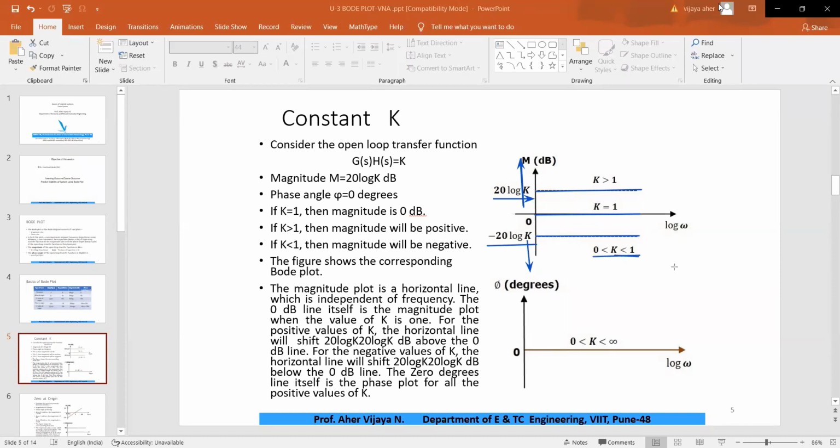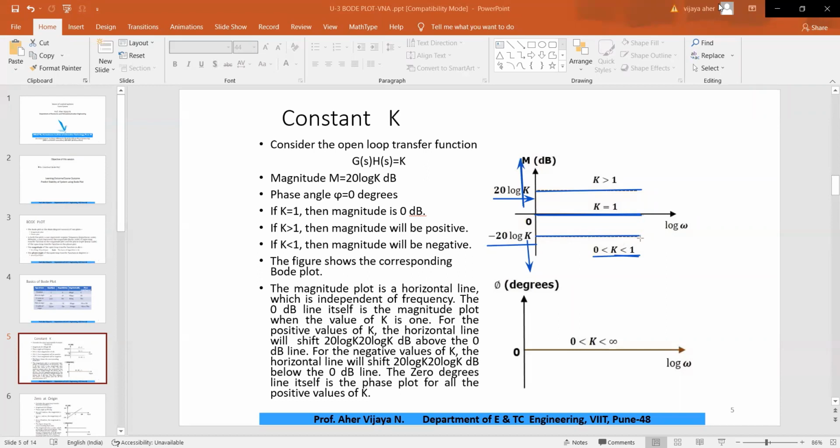Now this is how you can plot the magnitude plot. BODE diagram मध्ये magnitude plot कसा draw करायचा समजलं? Magnitude plot is nothing but just a horizontal line with some dB, right? Magnitude plot is nothing but a horizontal line, and that is not dependent on any frequency component, right? The 0 dB line itself is a magnitude plot. This line is nothing but your magnitude plot with positive dB. This line is nothing but your magnitude plot with negative value of magnitude.